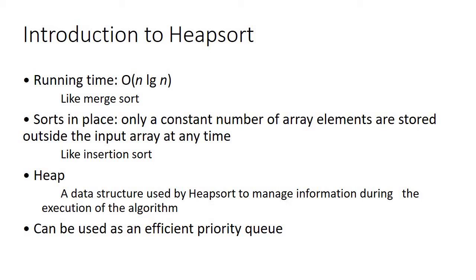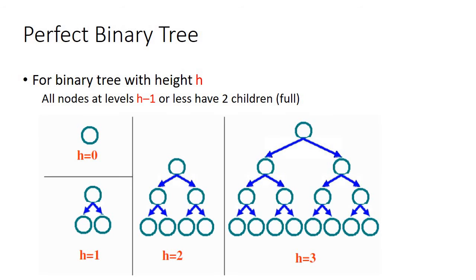A heap is a data structure which is used to manage information during the execution of the algorithm. This data structure is based on a tree, and a tree in which every node has at most two children is a binary tree, and this binary tree should be complete. Usually the heap technique is used for an efficient priority queue. So how can we see it in terms of tree structure?